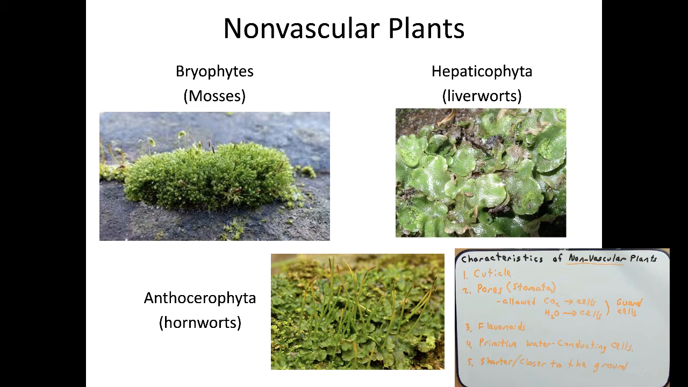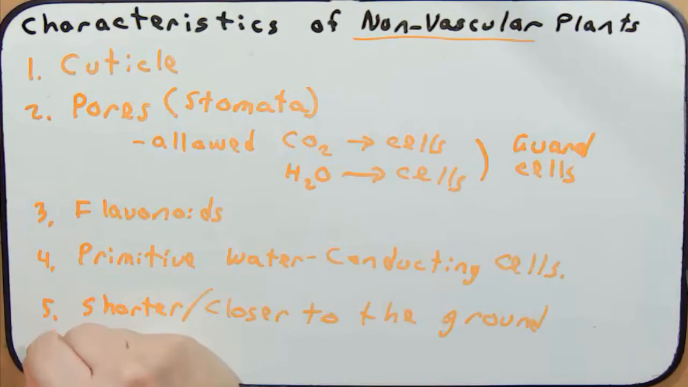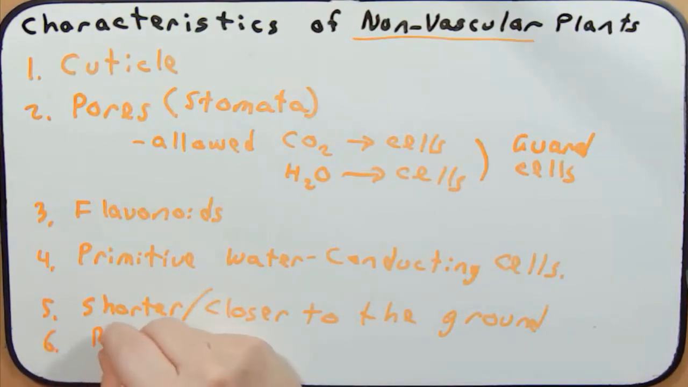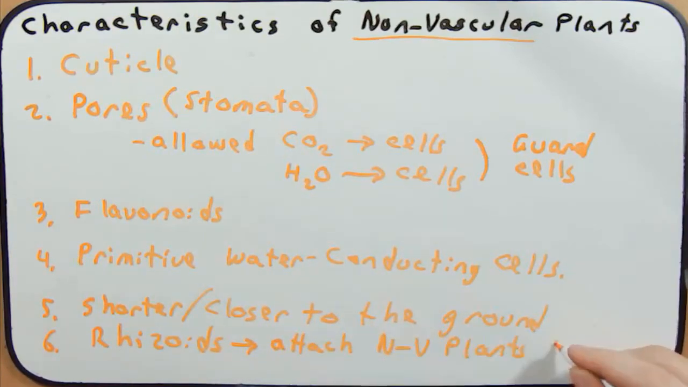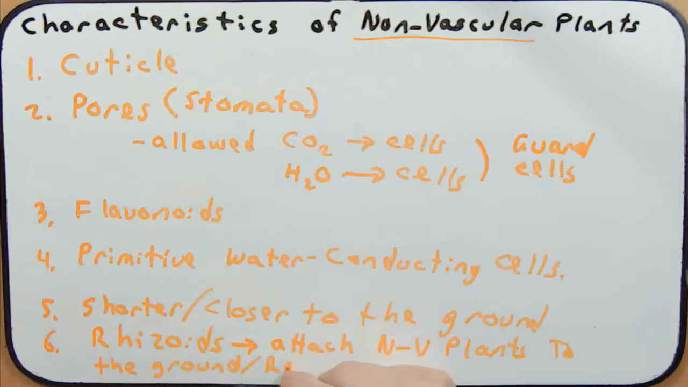And I want to introduce one more term here as you're looking at these non-vascular plants. How is it that they stay attached to the ground? They don't have this elaborate root structure that you're familiar with in other plants, but they do stay attached to the ground. And they stay attached to the ground by structures called rhizoids. And so let's go back to the whiteboard here and list that as a characteristic of non-vascular plants, and that is that they have rhizoids. And as I said, rhizoids attach non-vascular plants to the ground, or it could be to a rock, just attaches it to some substrate that of course is going to be near the water.